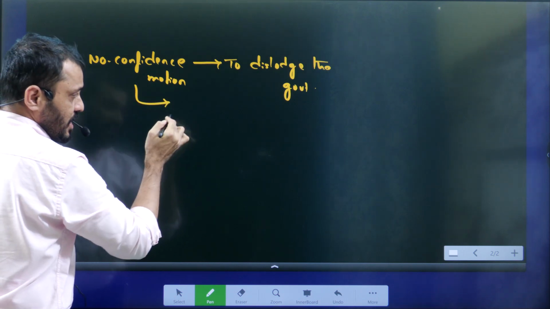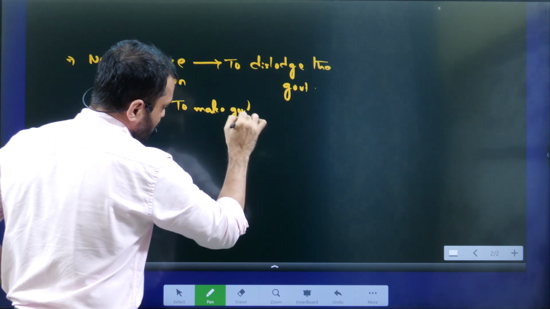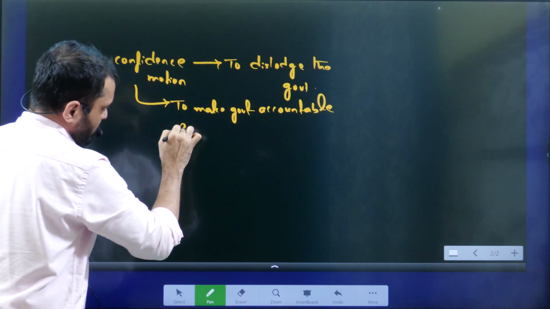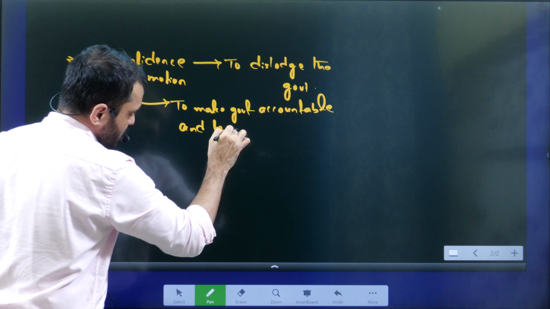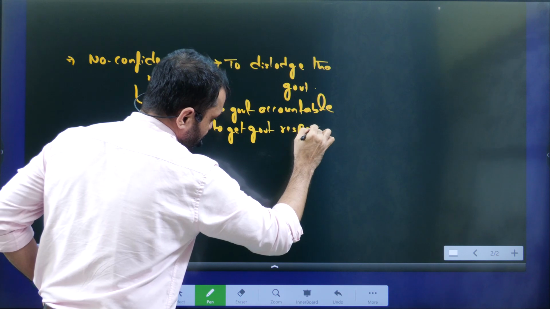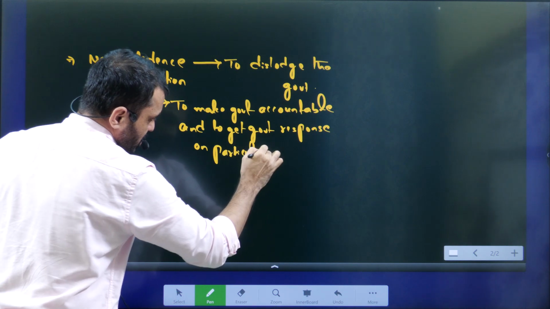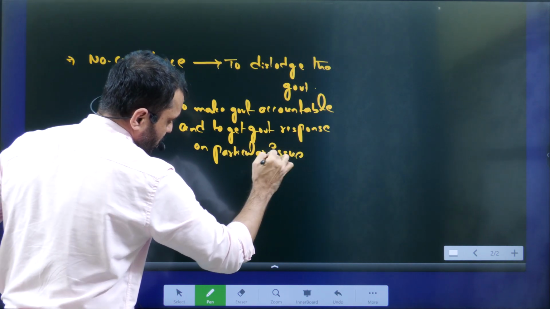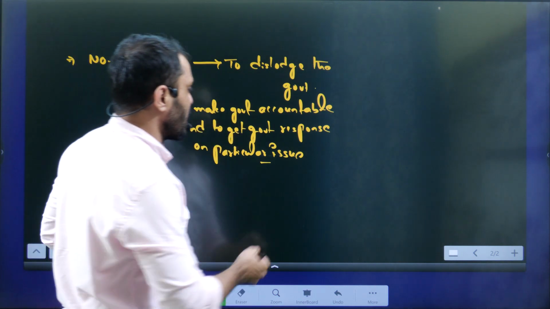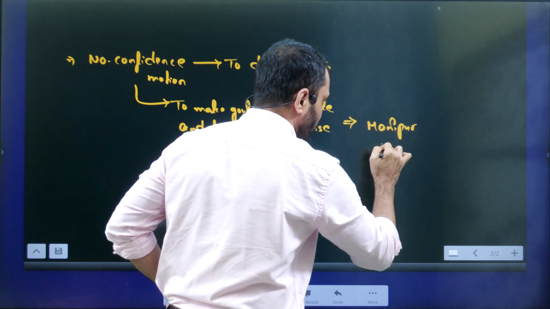The other one is to make the government accountable, and to get government response on a particular issue. The present no confidence motion is related to this particular category. Now the opposition parties are expecting a response from the government on which issue? On the issue of Manipur violence.